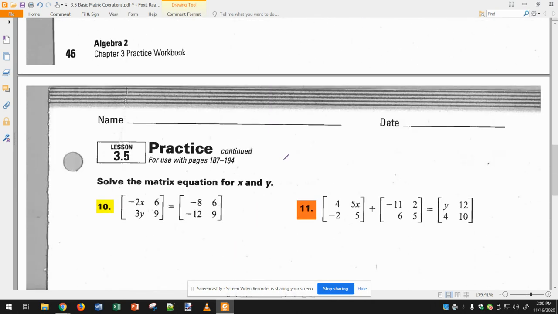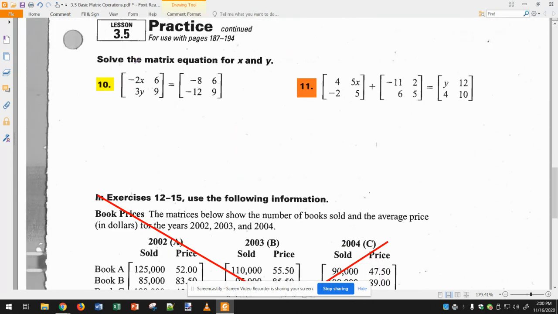Okay. And then one more where we're going to set up an equation, and then solve for x and y. And this is really an application of how matrices are used to solve systems of equations. So if it says that these two matrices are equal, then that means each component must be equal to each other. So negative 2x is in this upper left component, and negative 8 is in the upper left component. So those must be equal to each other, which means we can solve for x already. And notice 6 equals 6. Also, we have 3y equals negative 12.